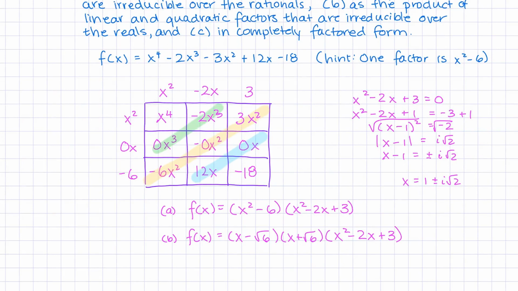Part C, if I'm going to use only linear factors, just because of how this guy worked out to be, I have to use complex numbers. So I'm not real anymore. So one of them is x minus 1 minus i root 2. The other one is x minus 1 plus i root 2. And that's all it means.